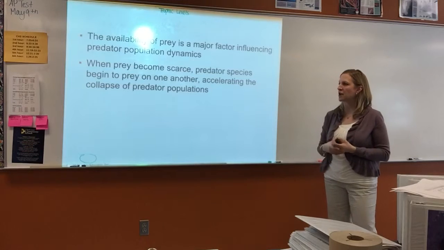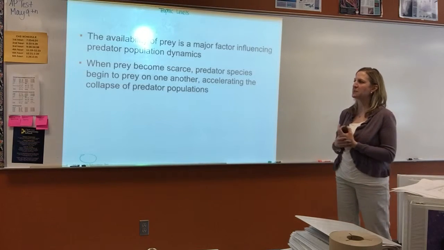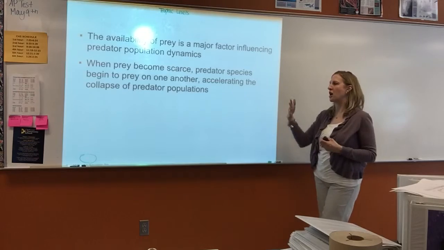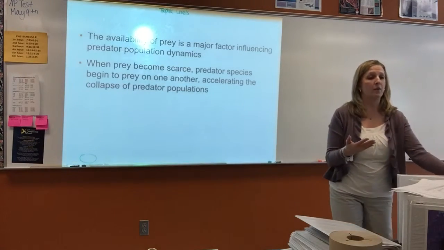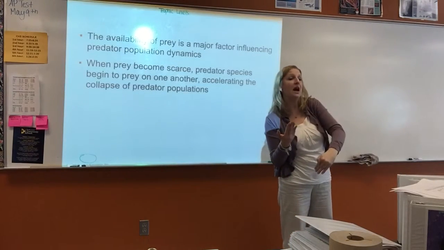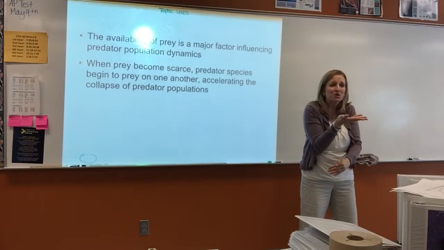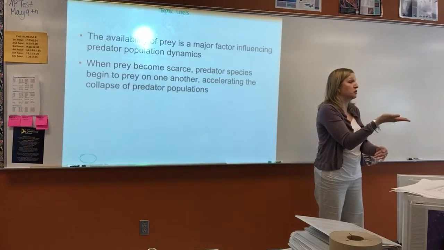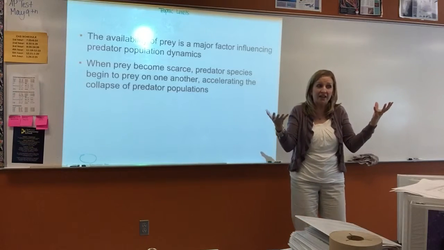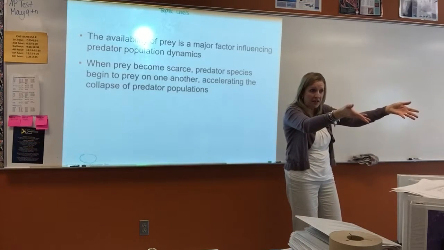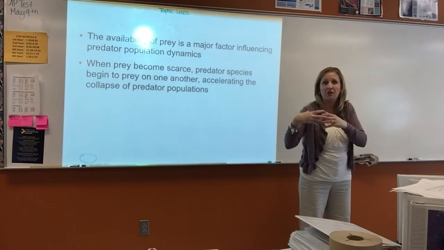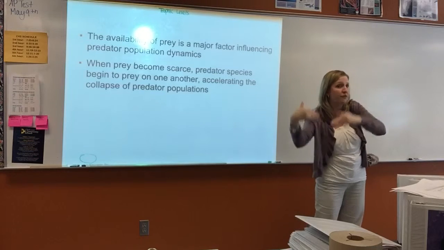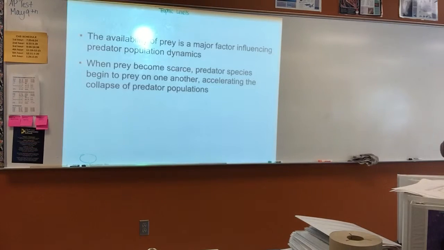So when the prey becomes scarce, the predator species begin to prey on one another, which causes the predator population to collapse even more. So imagine this. When the snowshoe hare population goes down, for the lynx, the snowshoe hare is the majority of its food. So now you have all these lynx and no snowshoe hare to eat. They're hungry, so they actually turn on one another and start to prey on one another, which further makes the predator population go down.